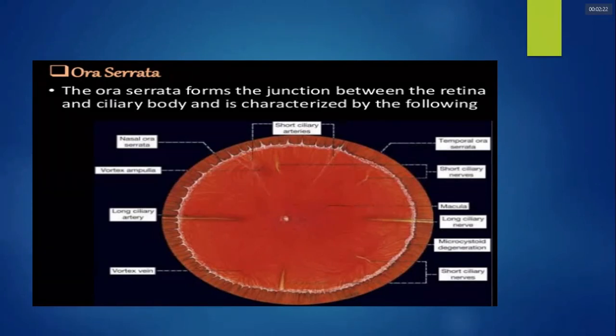So what is ora serrata? We have discussed in the first chapter about the ora serrata. It is the junction between the retina and the ciliary body, and it's characterized by the following structures. So these are the landmarks for the ora serrata. So nasal ora serrata and temporal ora serrata. On the nasal side the ora serrata is serrated, and temporal, it is smooth, and you can see the short ciliary knobs and vortex vein along this. So when we describe the retinal detachment, we will describe by this landmark.